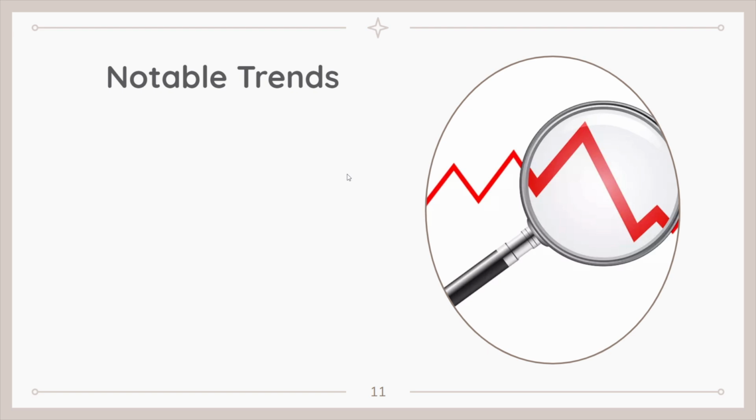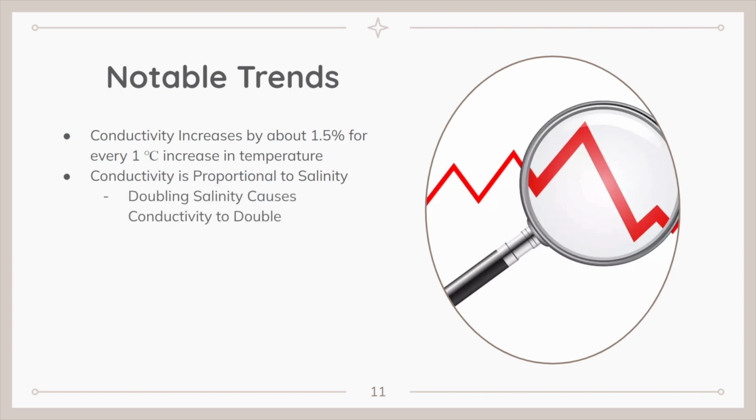Thank you, James. Now we'll move on to our more general analysis and our conclusion, starting with our notable trends. We saw that our conductivity increased by about 1.5% for every 1 degree Celsius increase in temperature. We also noticed that our conductivity is proportional to our salinity. So for example, doubling salinity would cause conductivity to double. This matches up with our governing equations, so it's quite encouraging.